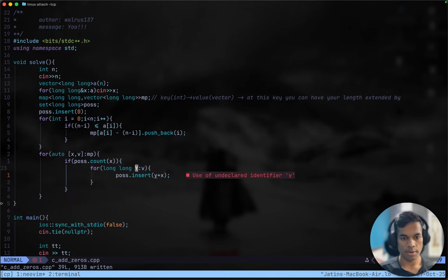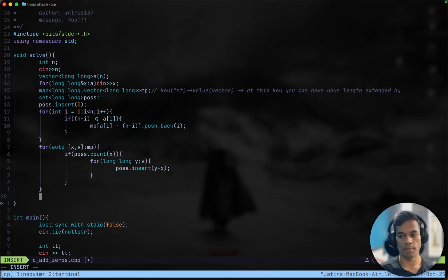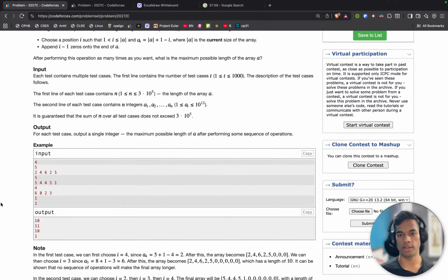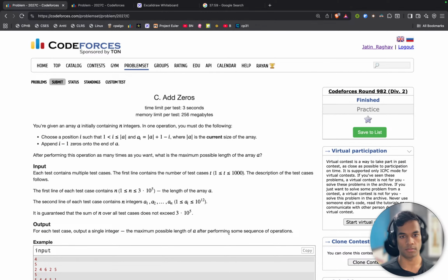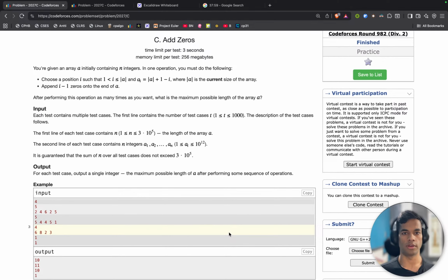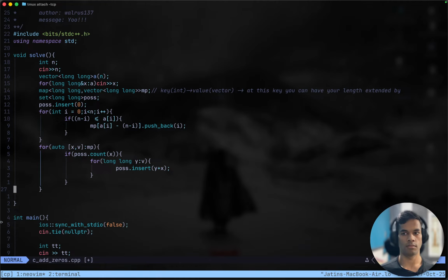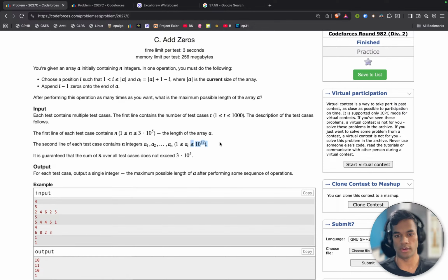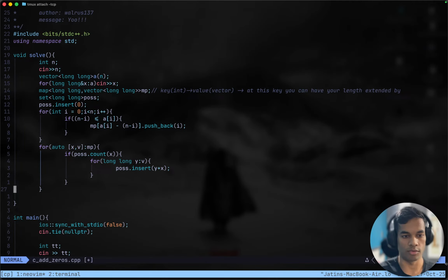Why is this capital one? Y plus x, and now we can just output the maximum value. Also we have to take modulus, because this can... we don't have to take modulus. Yes, we don't have to take modulus. A is already pretty big. Yeah, we don't have to take modulus. Fine.